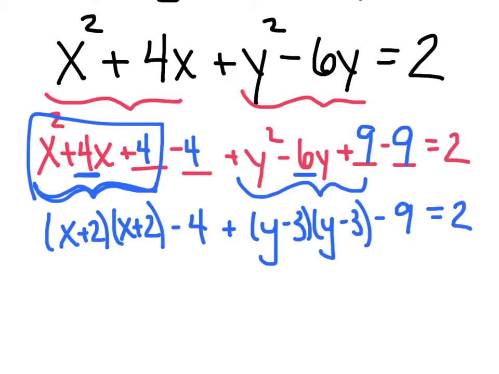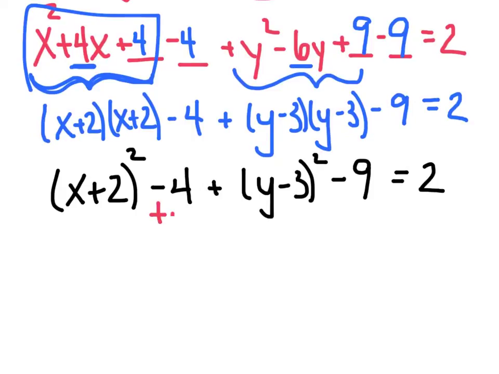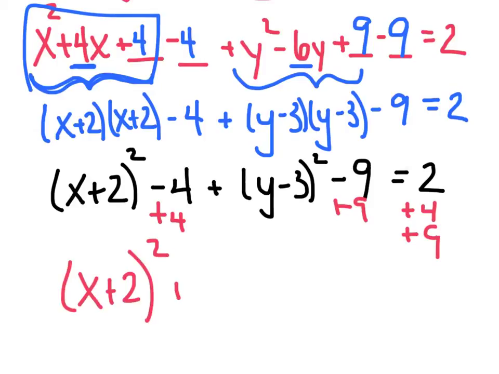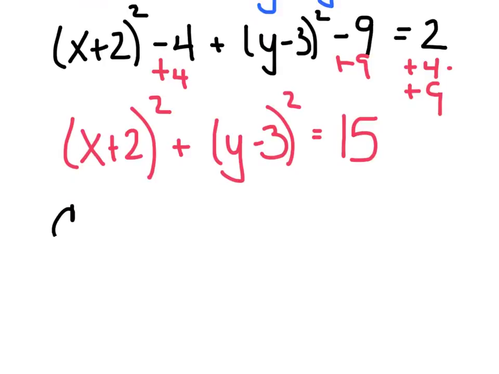And like I said, we've done all this before. So this is really x plus 2 squared with a minus 4, plus this is really y minus 3 squared, because there's 2 of them, the minus 9 equals 2. And lastly, I'm just going to move a couple terms over. I'm going to add the 4 to this side, and I'm also going to add the 9 to this side. So I've got x plus 2 squared plus y minus 3 squared equals, let's see, 2 plus 4 is 6 plus 9 is 15.